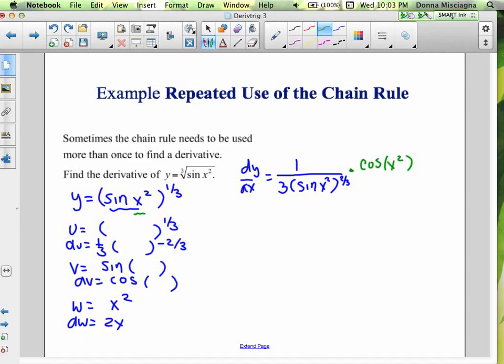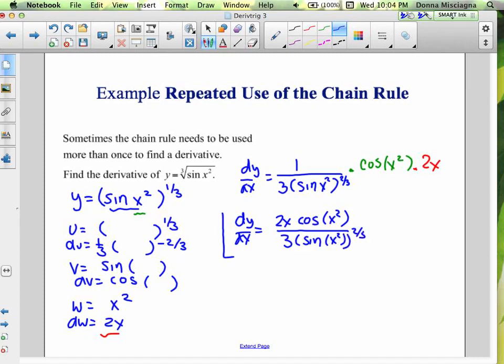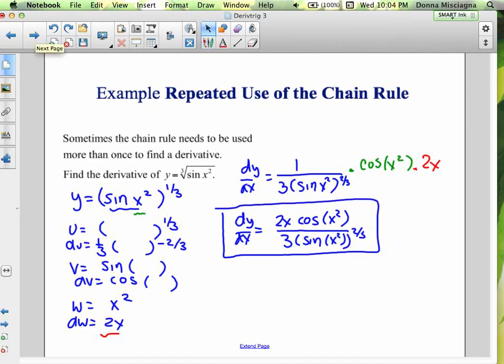And then finally, our last little part here, times the 2x. Now really the only thing we can do is just write that nicer. So dy dx, since we already simplified the negative exponent, the 2x is going to go in front: 2x cosine x squared, all divided by 3 sine x squared, in parentheses, all to the 2/3 power. And there we go. So repeated use, but if we keep track of all the pieces, that's not so bad. And we're on to the next one.